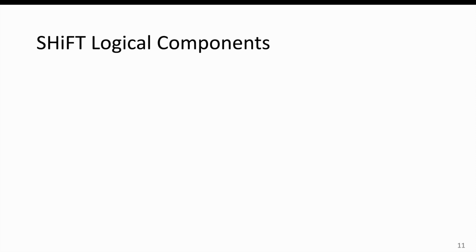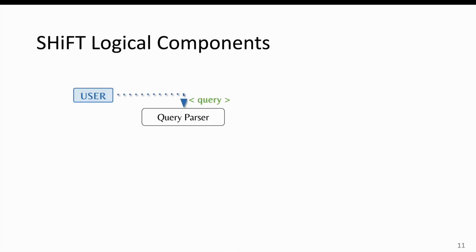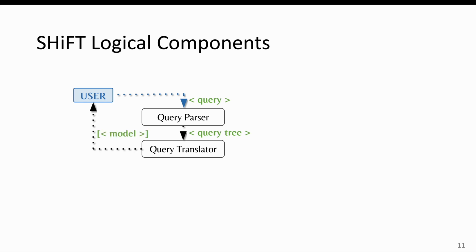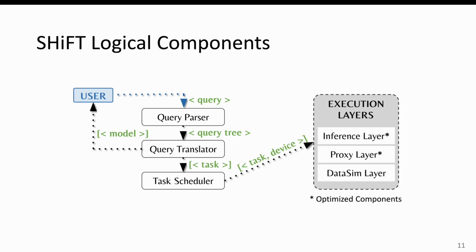The logical components of Shift are as follows. A user specifies a query, which is then parsed into a query tree. Now, if every part of this query tree, or every subquery node in this tree, can be evaluated and the results are known, then the list of models is returned to the user. Otherwise, tasks are defined and deployed by the task scheduler onto specific devices. In the execution layer, we have three different parts. One is an inference layer, one is a proxy layer, and one is a data similarity layer. We optimize the first two in this work.